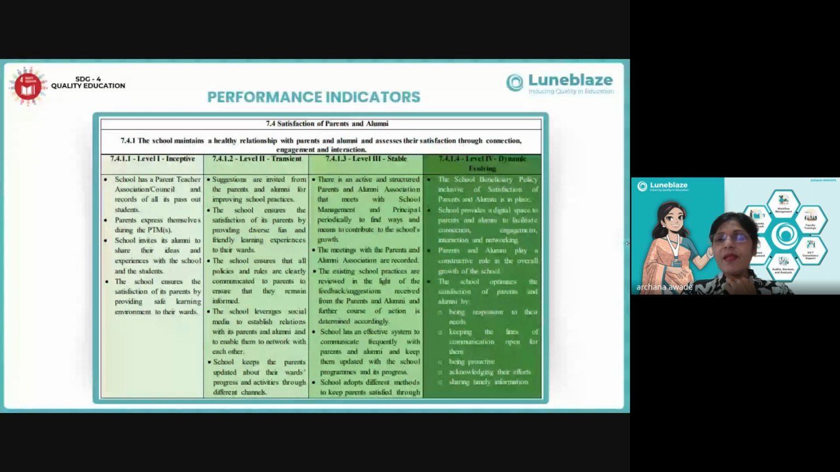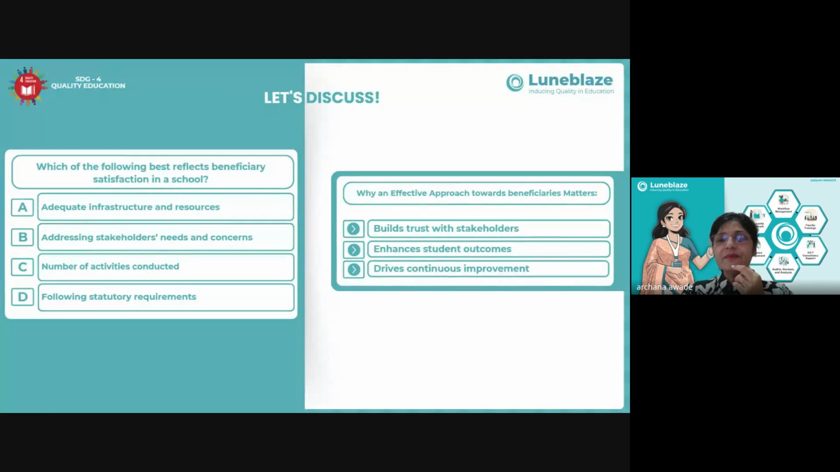Okay, let's move on to the next slide. So now let us discuss: when we talk about satisfaction in education, what do we actually mean? Is it about the buildings, or the number of activities, or ticking compliance boxes, or how well we listen to and address stakeholders' needs and concerns?